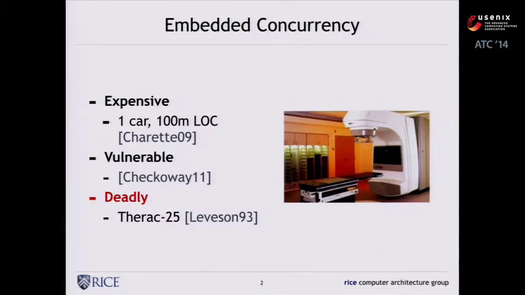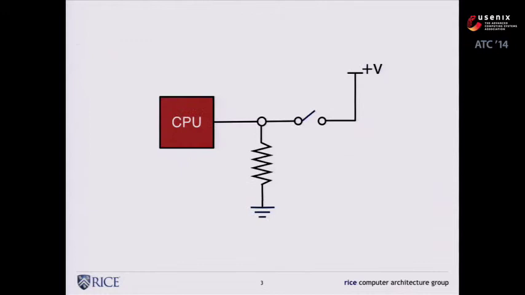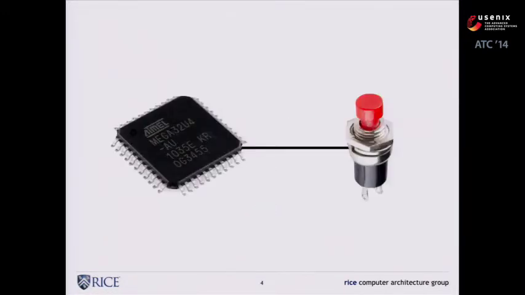We don't actually have to look at complicated systems like cars or medical linear accelerators to see complicated concurrent embedded systems. I've got one right here. It's a switch attached to a computer. And for those of you who don't read schematics, basically it's this. It's a push button and a CPU. And what I want to have happen is I want the CPU to know when I've pushed this button, and for it to be able to count how many times I've clicked the button.